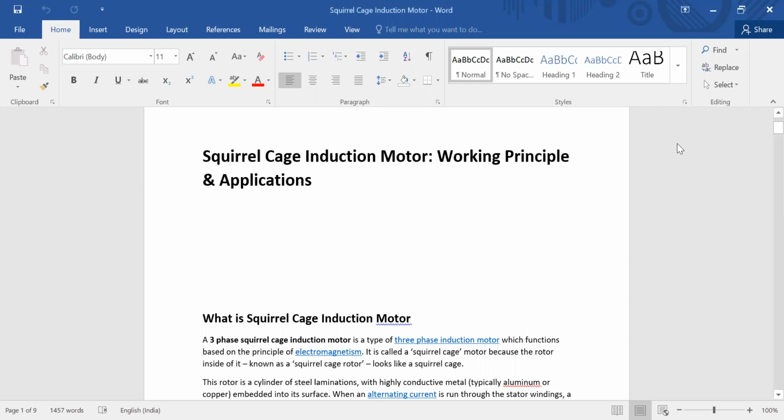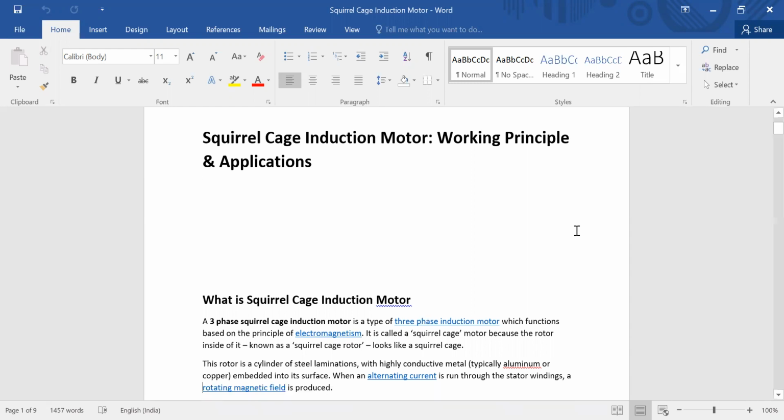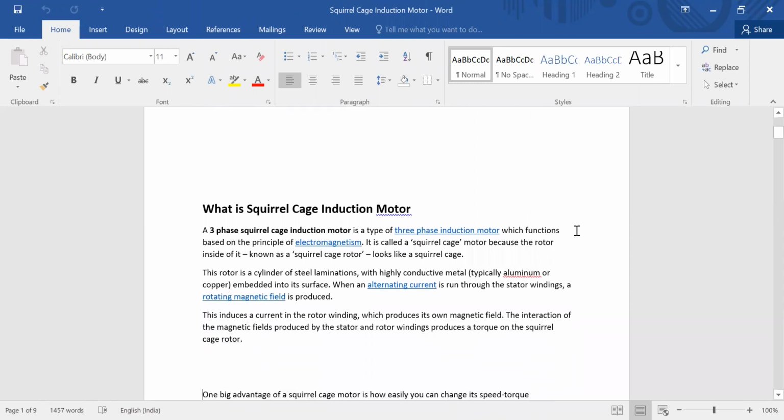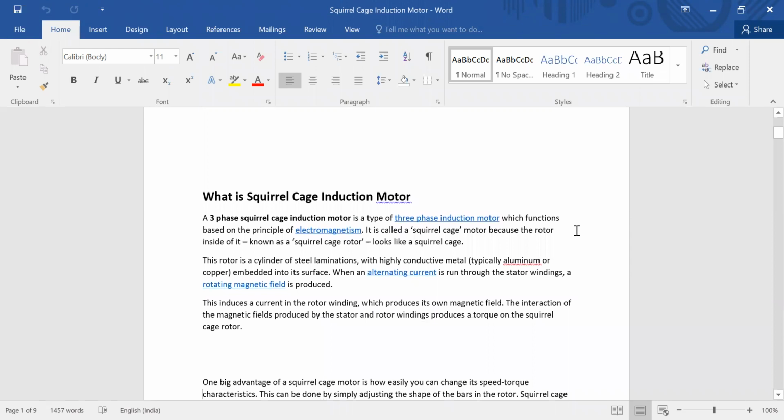There are two types of induction motors: one is the slip ring induction motor, and the other is the squirrel cage induction motor. We'll go through them one by one. So, what is a squirrel cage induction motor? Obviously it is a three-phase induction motor.